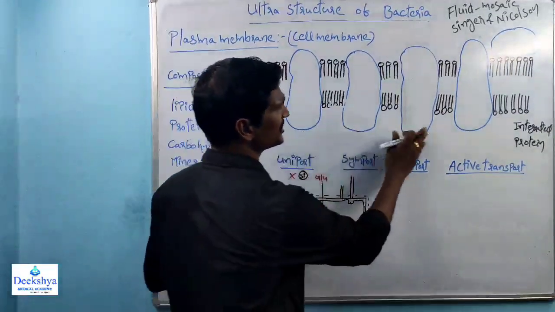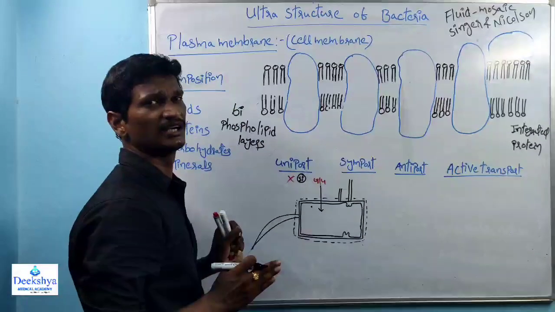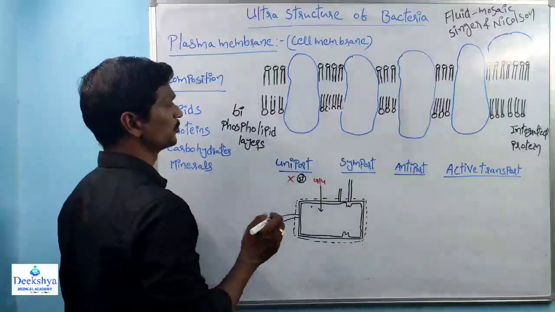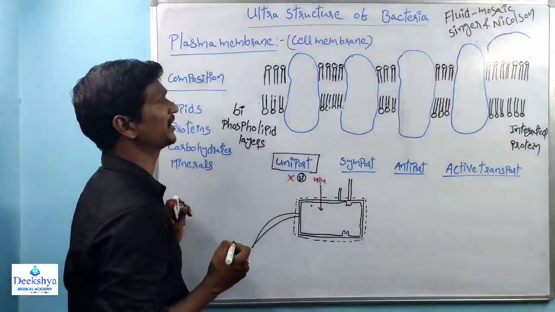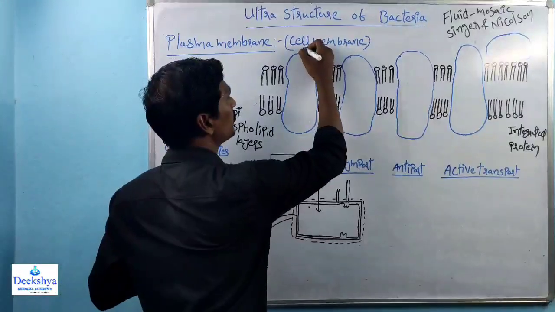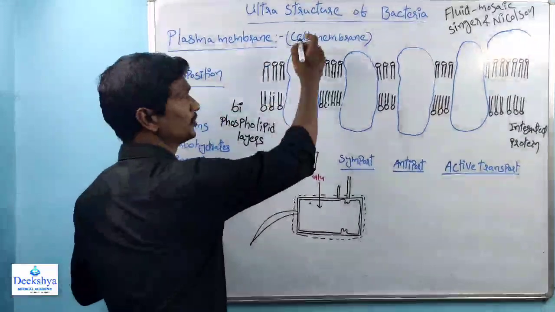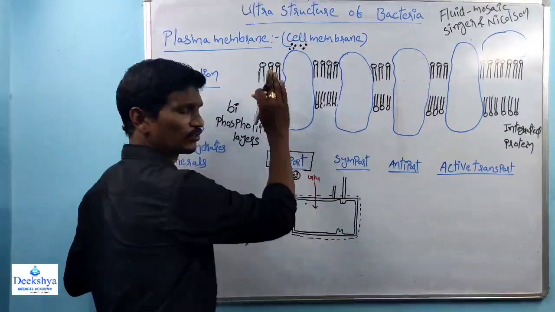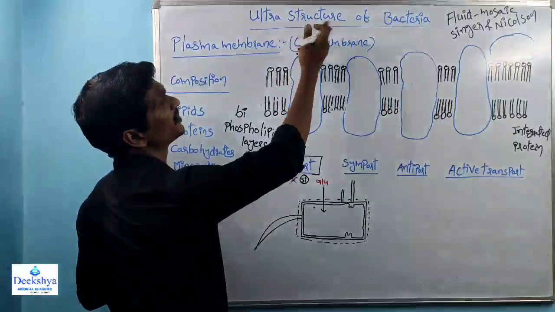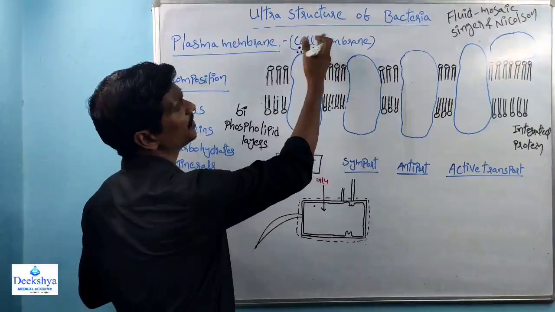So I said proteins are involved in the transportation process. Suppose there is a uniport mechanism. What is the uniport mechanism? See, here one type of molecule is there. These are only one type of molecules. All these may be glucose. All these may be chloride.